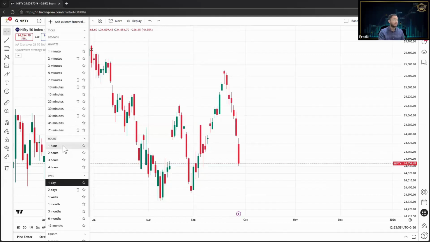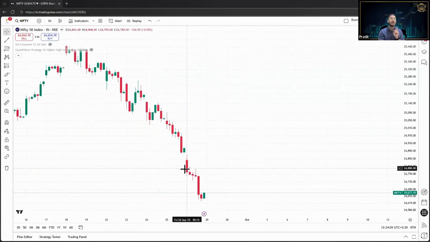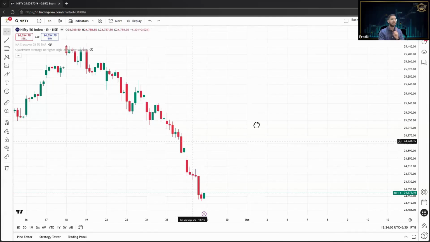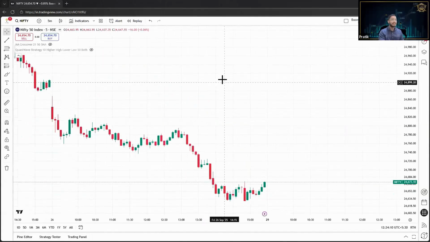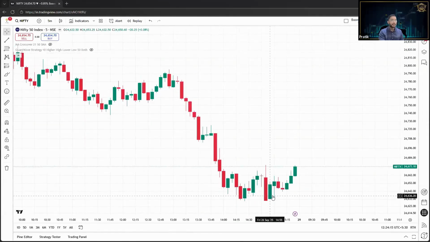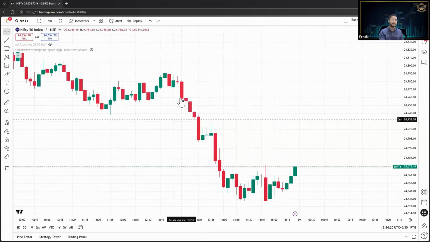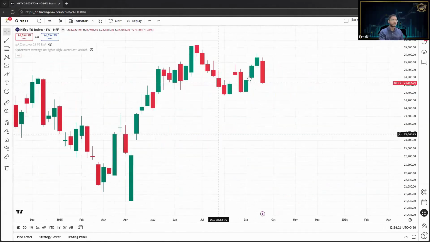You can go to any time frame. For example, if I go to 1 hour, each candle represents 1 hour. As you change the time frame, if I go to 5 minutes, each candle represents 5 minutes, like 2:50, 2:55, 3 o'clock, and so on. Do you understand? If I go to 1 week, each candle represents 1 week.